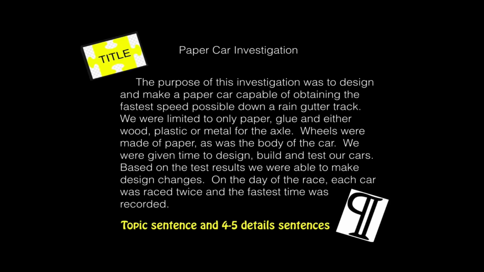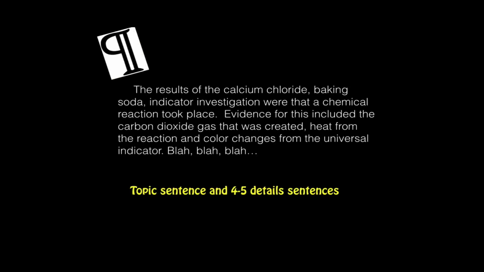The next sentence says wheels were made of paper, as was the body of the car. More detail. We were given time to design, build, and test our cars. Based on the test results, we were able to make design changes. On the day of the race, each car was raced twice, and the fastest time was recorded. So that's a fairly decent introductory paragraph that explains what the investigation was about. So that's the first paragraph. Notice that it's indented, it's got a period at the end of each sentence, words are spelled correctly, and I'll talk more about that in just a minute.